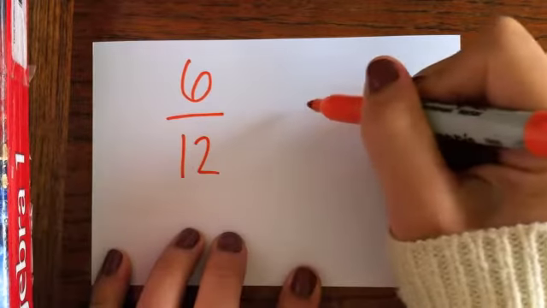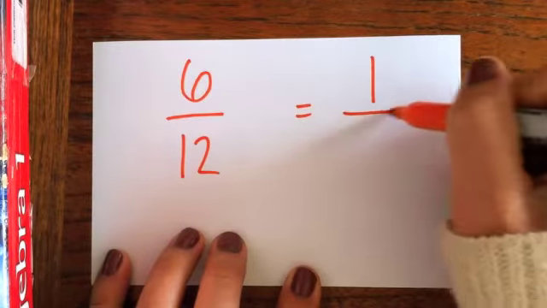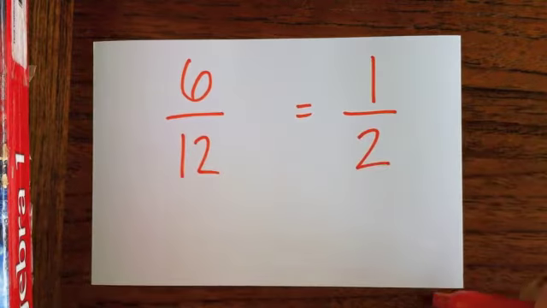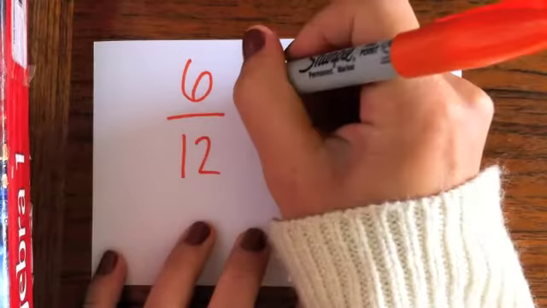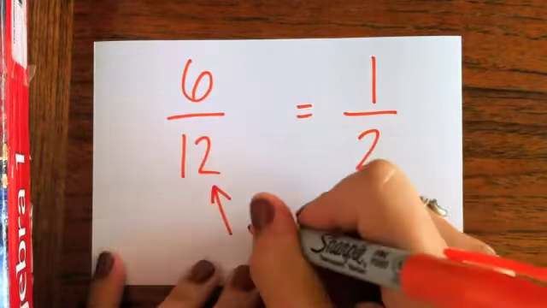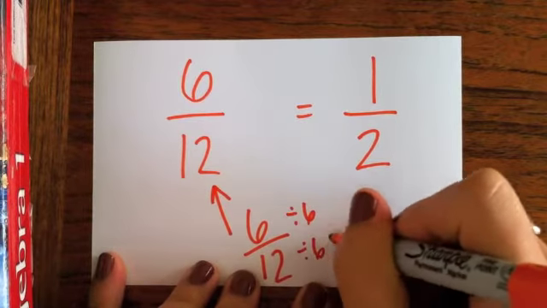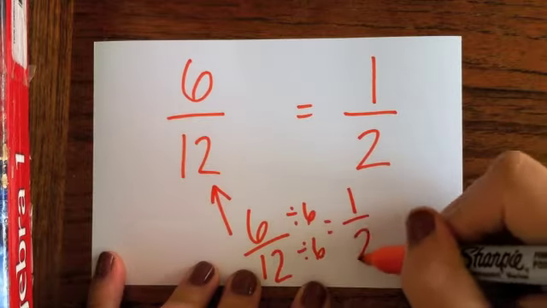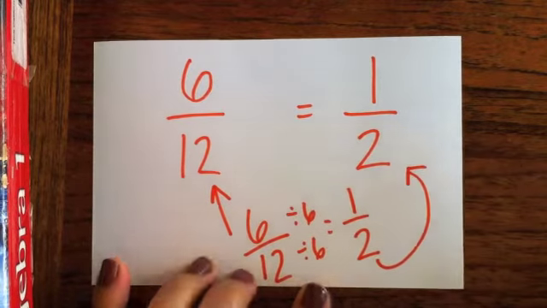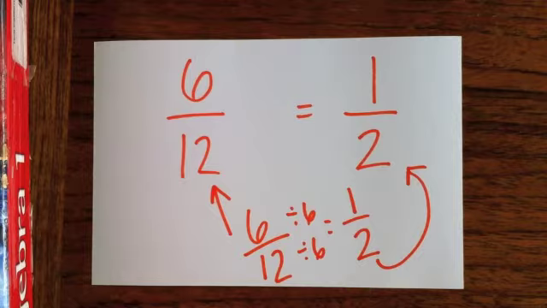Judging from our pictures, we think we have the same amount of pizza, 6/12 and 1/2. We can write 1/2 and 6/12 as a proportion. If each side of the proportion reduces to the same fraction, we have a winner.